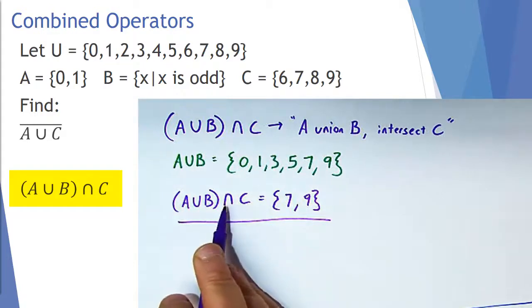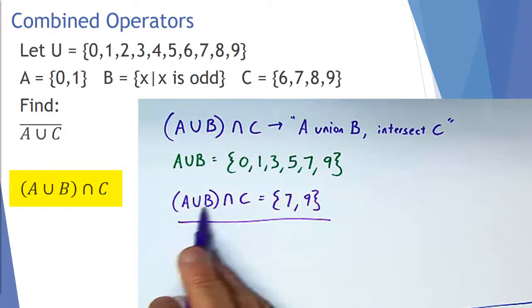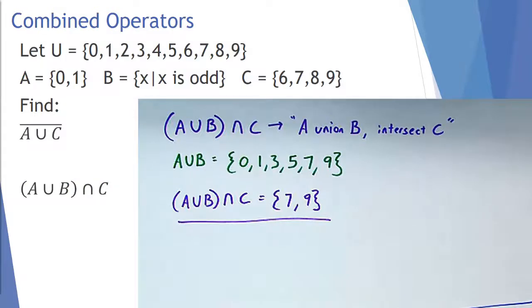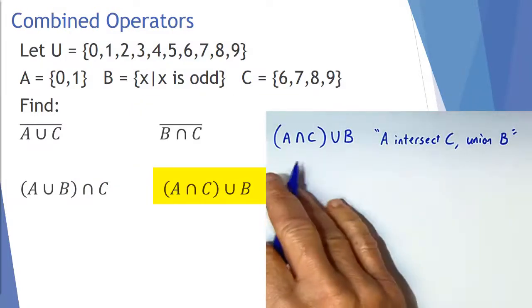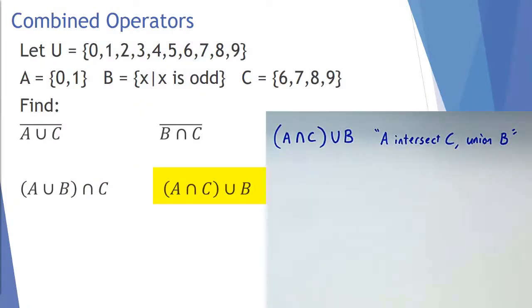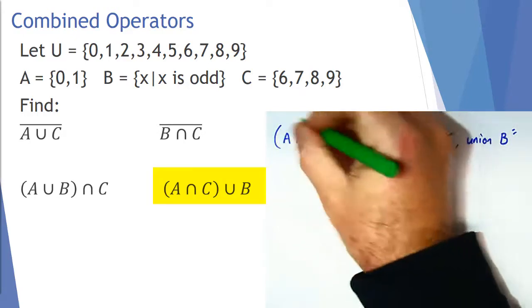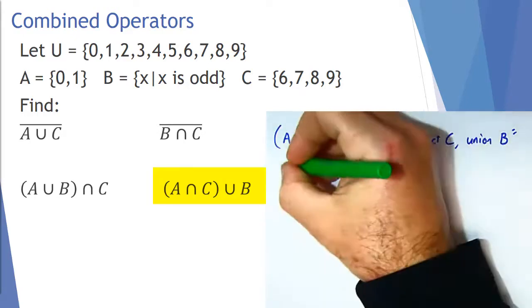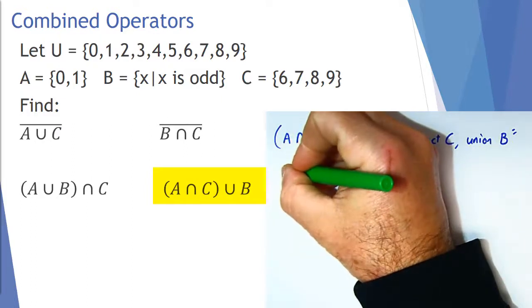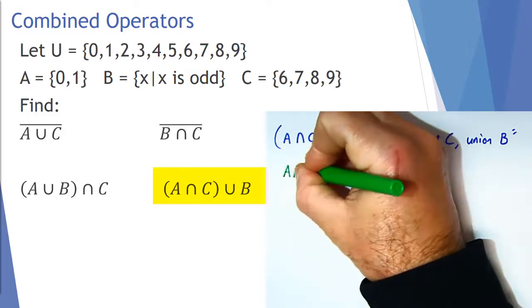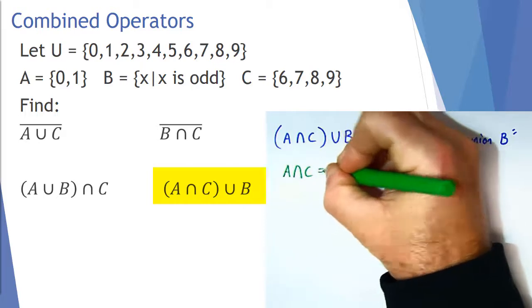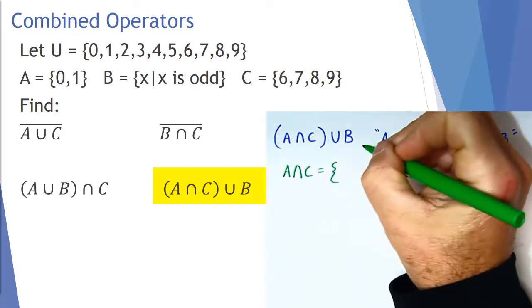And there's the intersection of A union B and set C. Our next one, A intersect C union B. Well, we better start by finding out what A intersect C is. Our parentheses, just like in normal arithmetic, tell us to give an operator top priority, or that it should be done first. So A intersect C, what are the elements that are in A and C?